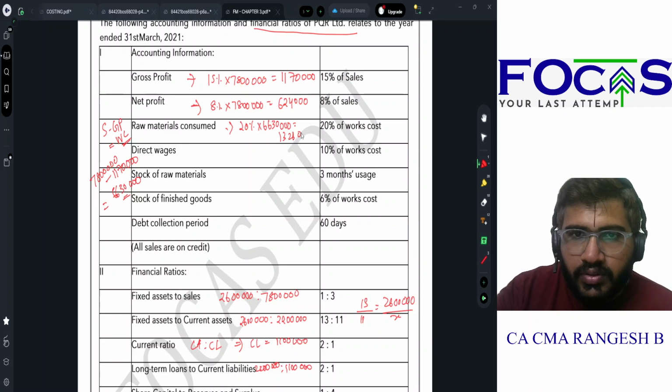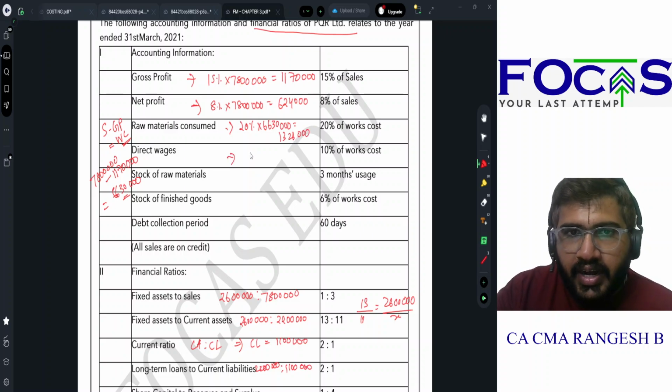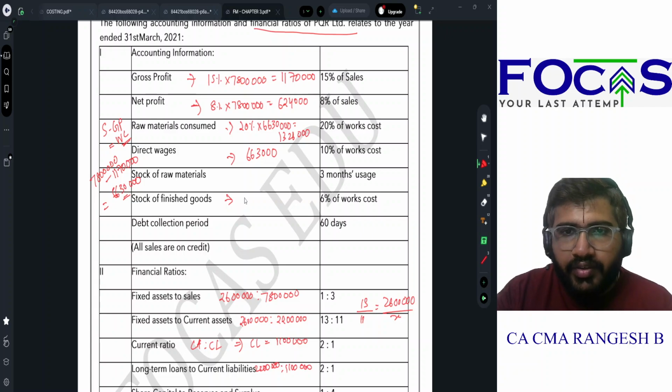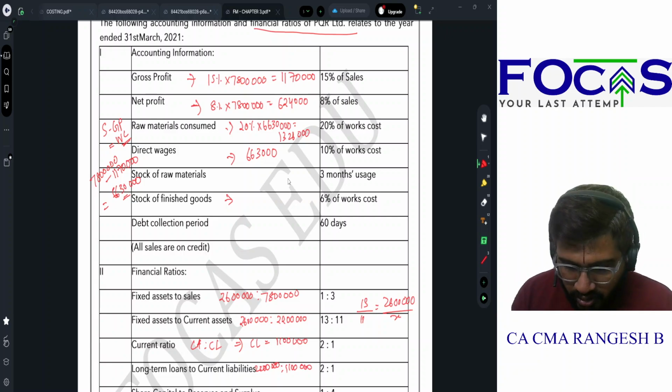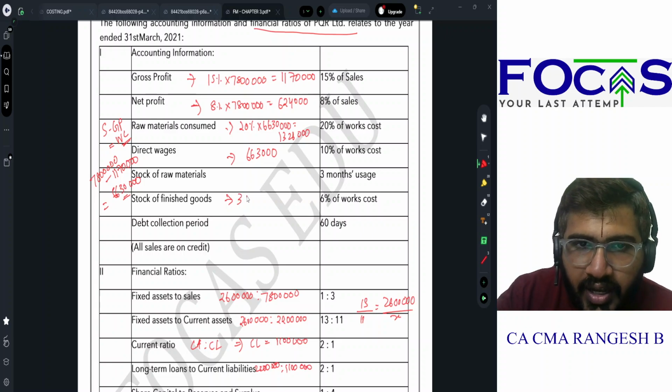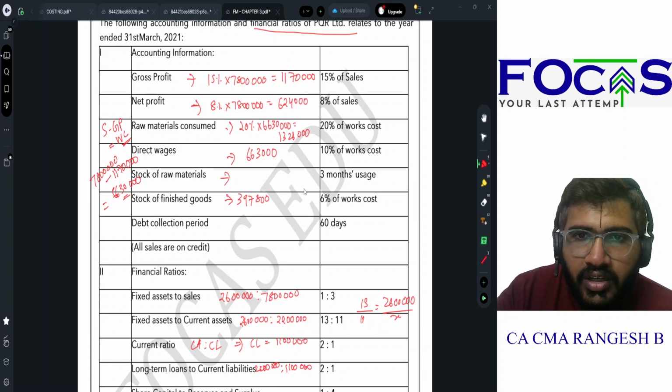That is 13,26,000. Direct wages is 10%, 6,63,000. Stock of finished goods, closing stock, how much? 6% of works cost. So 66,30,000 into 6% is 3,97,800. Stock of raw materials is 3 months usage.